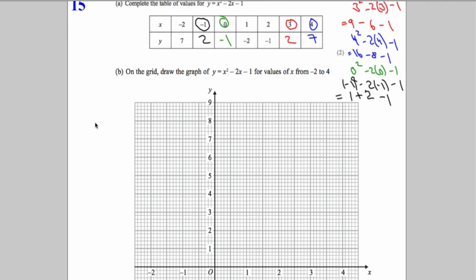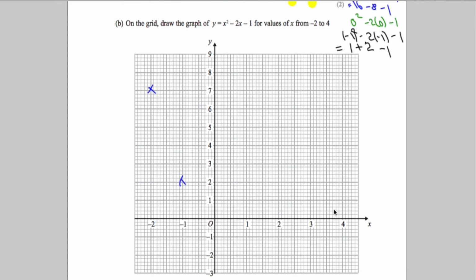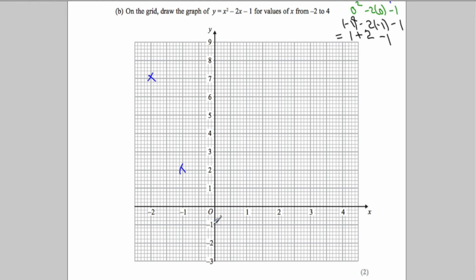Part B, we're asked on the coordinate grid to draw the graph of y equals x squared minus 2x minus 1 for the values between negative 2 and 4. Essentially, take these coordinates, which you've actually just worked out, and plot them on the graph, and then draw the graph. So, negative 2 and 7 is here. Negative 1 and 2 is here. 0 and negative 1 is here.